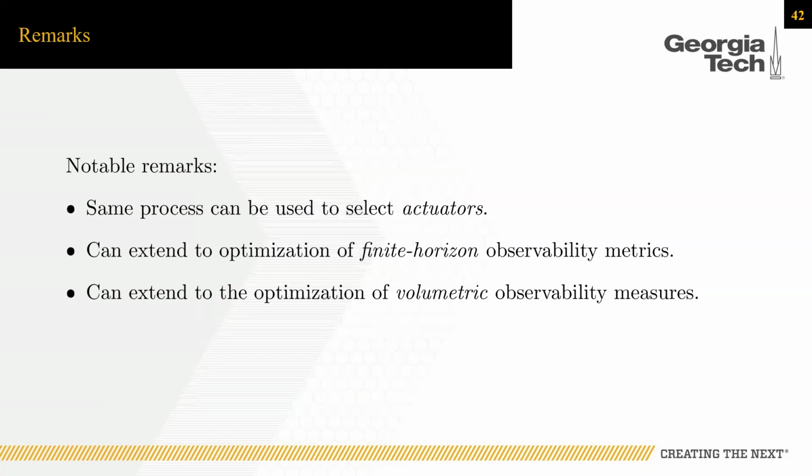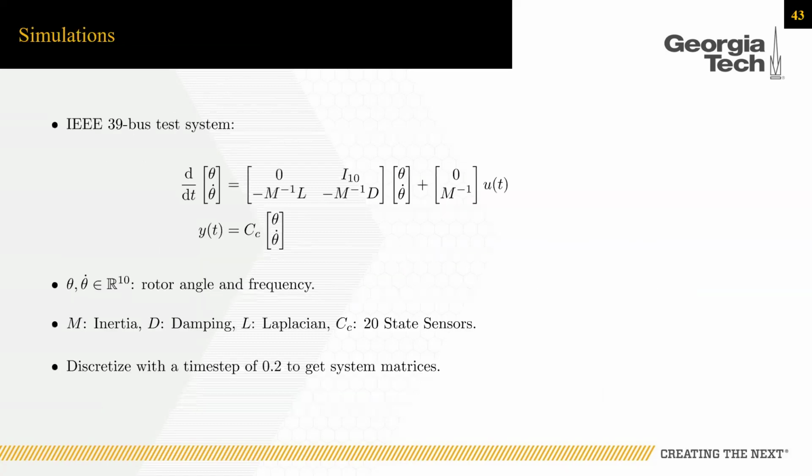Of course, in discrete time, you can use this idea for input-output data to place the actuators, or you can extend it to other observability metrics, which are finite horizon or volumetric observability metrics. We have done both of them. So let's see how this can work. Imagine we have this IEEE 39 bus system, where the order of the system is 20. Of course, this is continuous time, so I had to discretize it. And I don't know any information about A, B, and C.